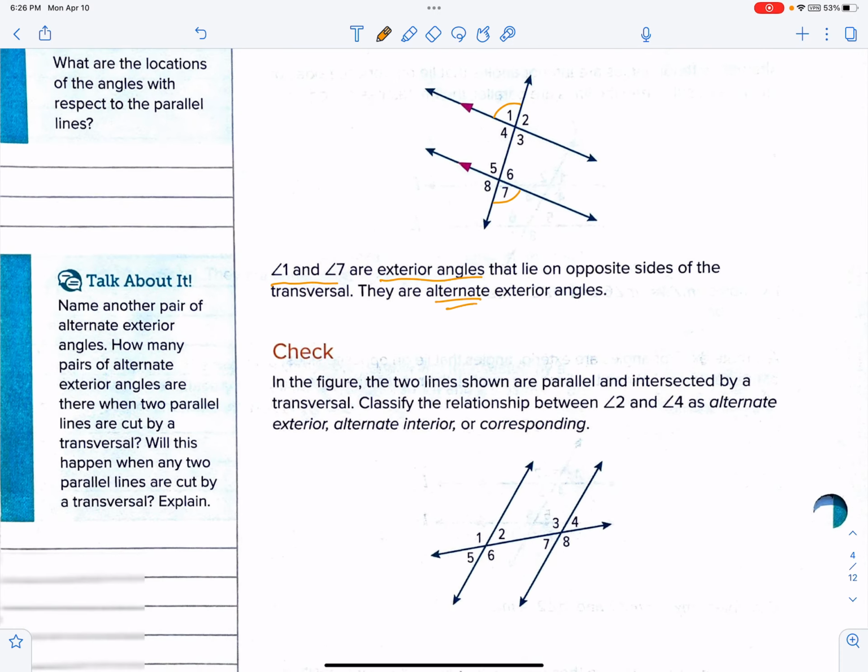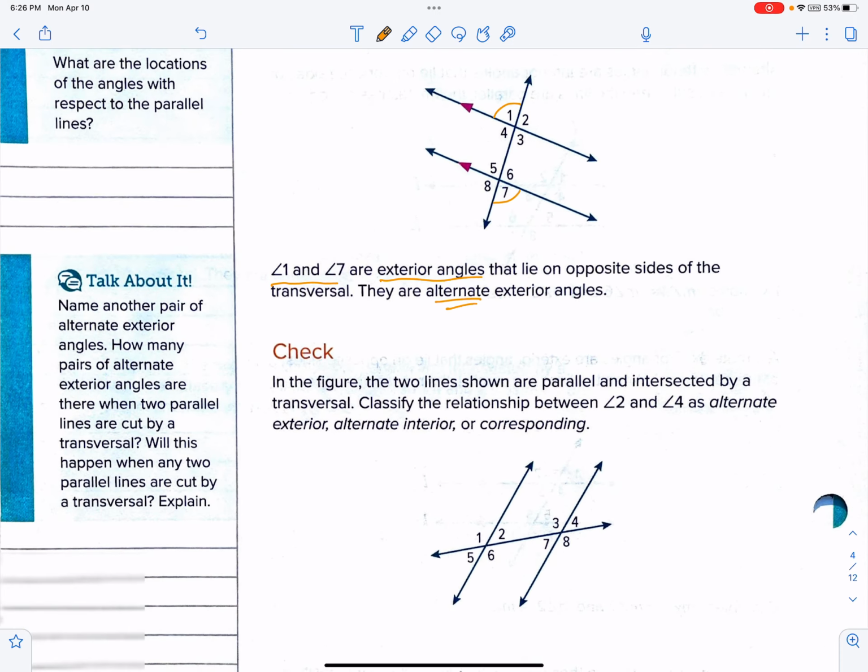Okay, let's go ahead and move down to example 2, classifying angle pairs. So they're asking you to look at angle 2 and angle 6. Here's the parallel lines, and that means this is the transversal. Are 2 and 6 on the same side of the transversal? Yeah, they're both on the right side. If they're both on the same side, then what are they? They are corresponding. All right, let's go ahead and fill this in. So angle 2 and 6 are in the same position on the two lines in relation to the transversal, so they're corresponding angles.